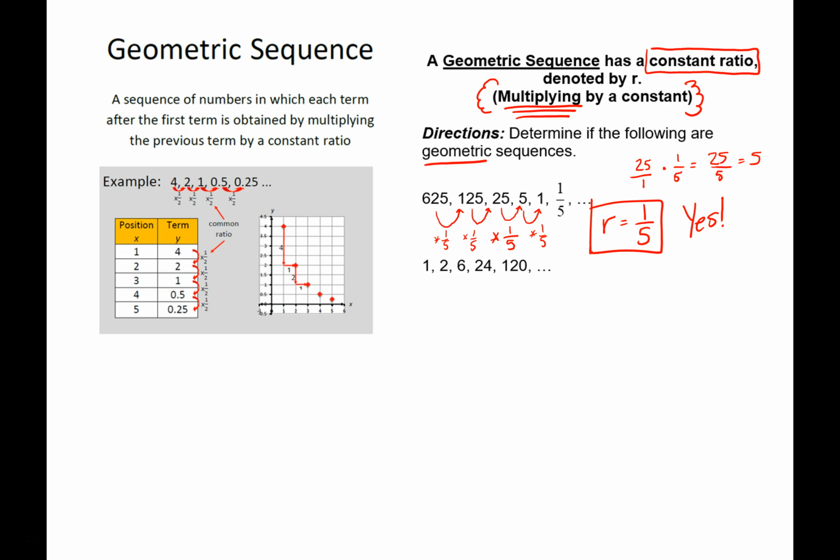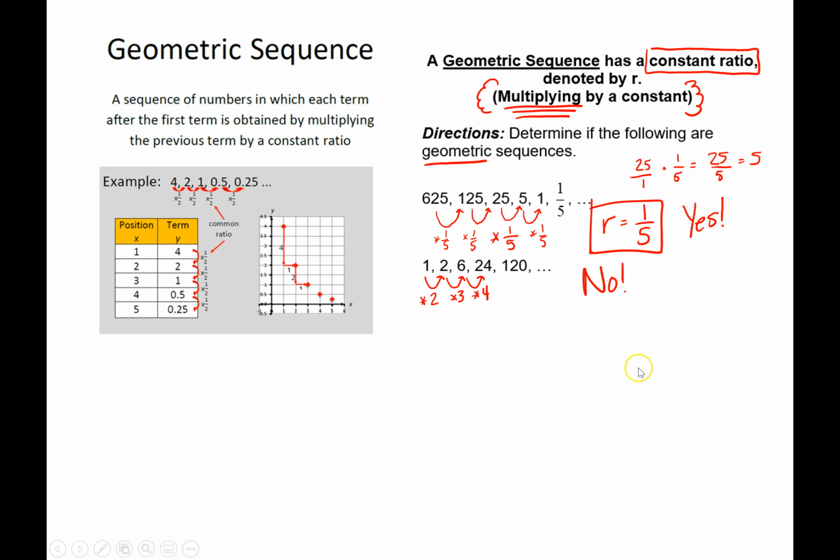Okay, let's look at this next one. To get from the first number in the list to the second, if we're multiplying, it has to be by 2. But then to get from 2 to 6, that's multiplying by 3. And to get from 6 to 24, that's multiplying by 4. So we don't have a constant rate that we're multiplying by. So no, this is not geometric because it doesn't have a constant ratio that's being used.